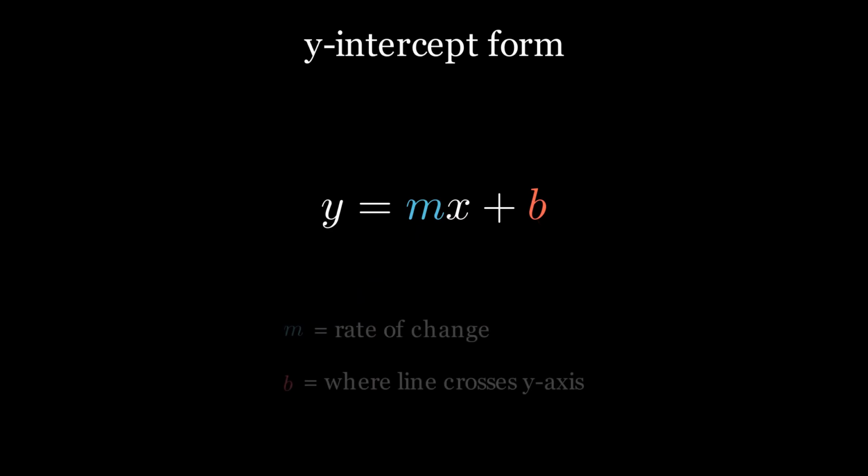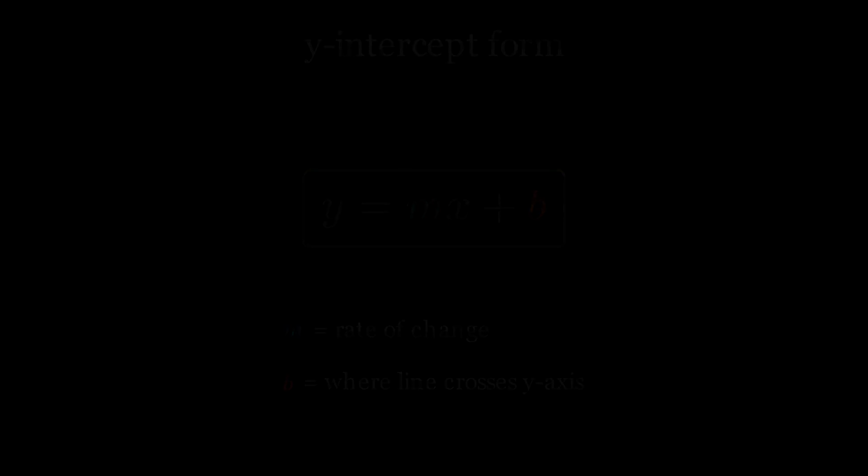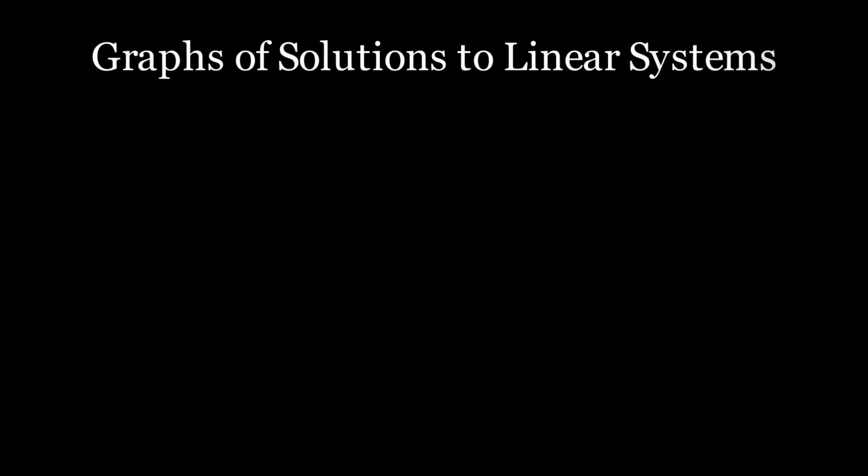M is the value for slope, also known as the rate of change of this equation. And b is where the line crosses the y-axis. Typically in a system of linear equations, we'll be dealing with two equations. The y-intercept form is a very useful form to look at the graphs of solutions to the linear systems.